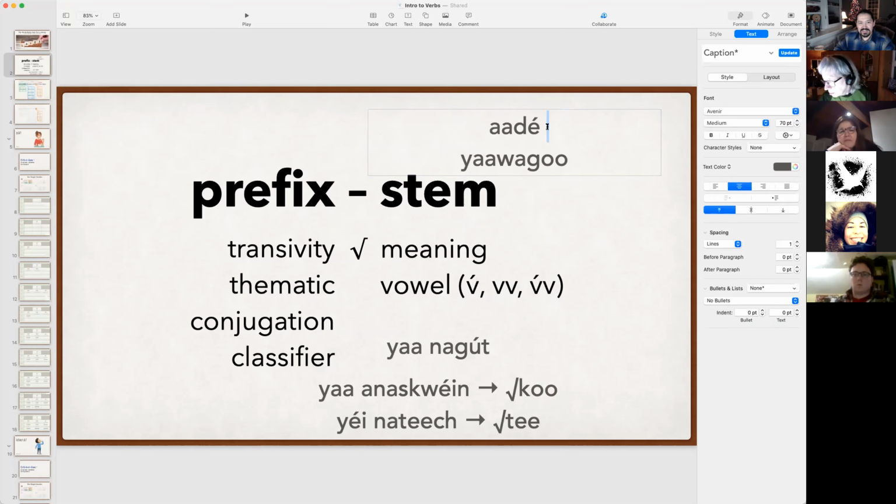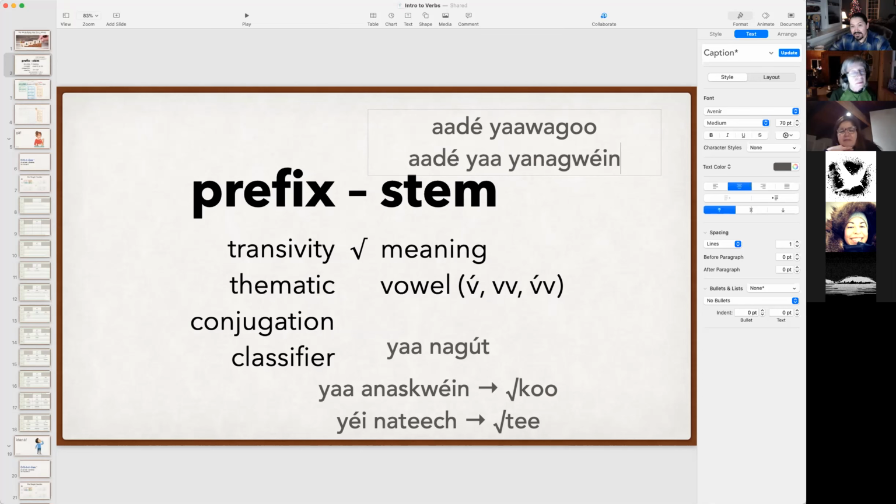So here we have Ade Yawagu. But if they're doing it right now, you're gonna get Yanagwain. Just like there's a song where they say, Ye ya Yanagwain he de kite hey hey, and it's built right in there. That means they're swimming in a pod, right? And so we'll keep looking at it, and we'll practice together.